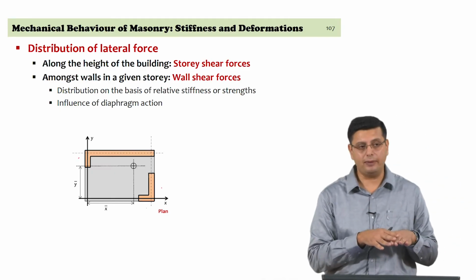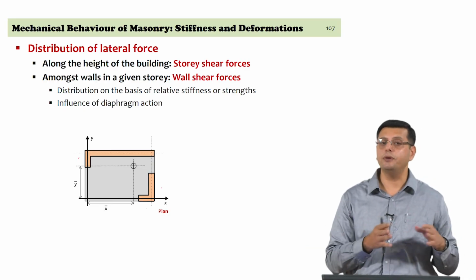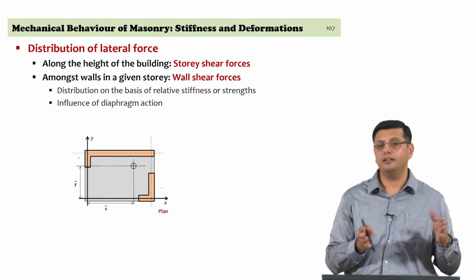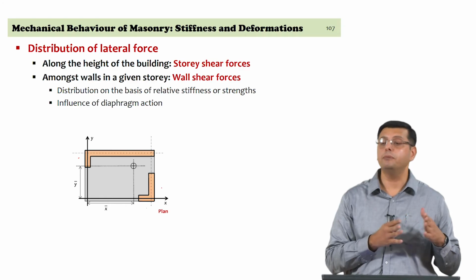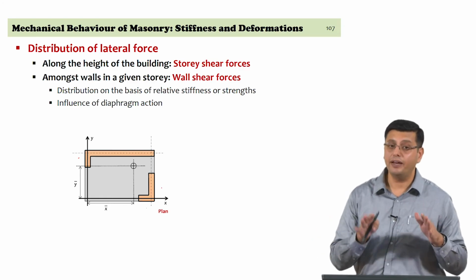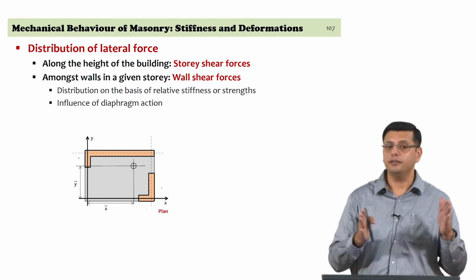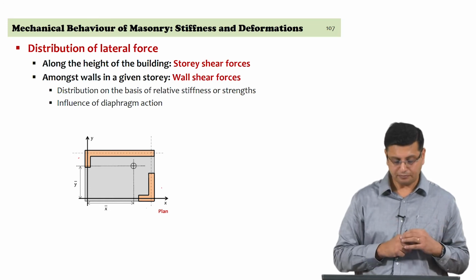If you have diaphragm action, then the distribution of forces is going to be based on the relative stiffnesses. If you do not have diaphragm action, the distribution cannot be based on the stiffnesses. So, the diaphragm action has a very crucial role in how the demand is going to be distributed to the individual walls in a given story in a given direction.